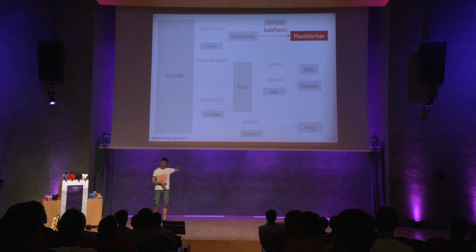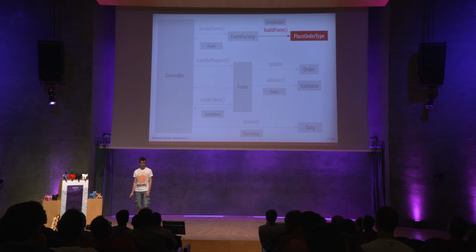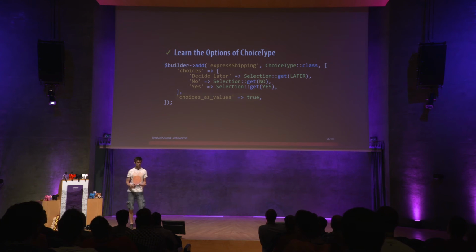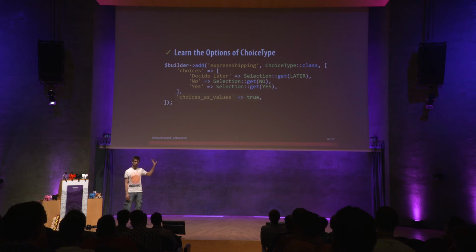Right, the last part of that journey is the build form method. One important thing that I think that everybody should know is all the different options of choice type. Because choice type is also extended by entity type and by document type and many other types. And all the options that you have in choice type can be used everywhere in all those types, right?